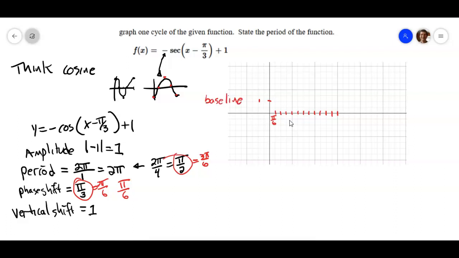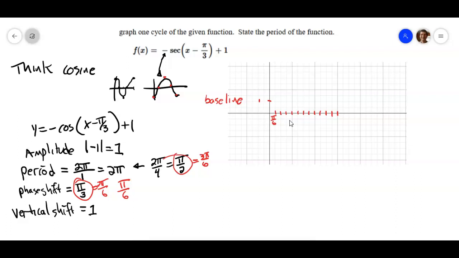That's going to be the center of our graph. And then from there it goes up the amplitude 1 and down the amplitude 1. So we're starting up 1 and we're starting the phase shift right 2 tick marks. Normally it would be here.